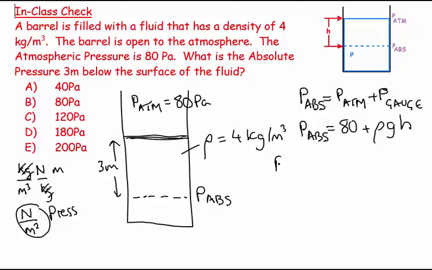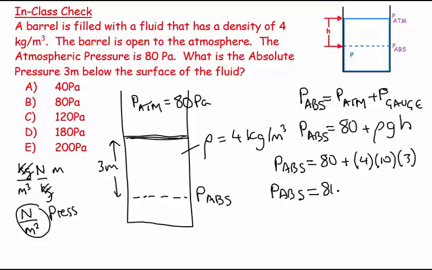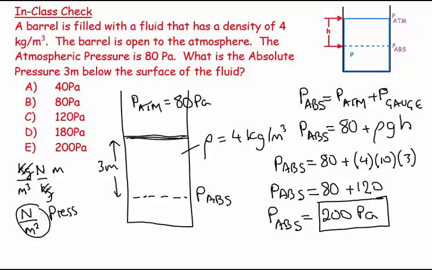So, okay, P absolute is going to equal 80 plus, and this is going to be 4 times 10 times 3. So P absolute is equal to 80 plus 120. So P absolute is equal to 200 Pascal. So there we have it. It's a pretty standard absolute pressure, atmospheric pressure, gauge pressure type problem. There we have it.